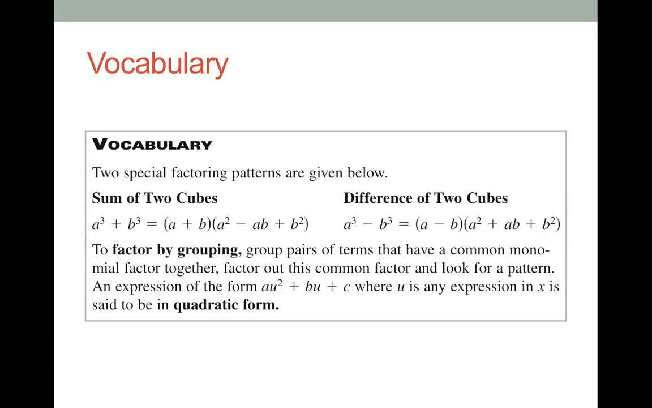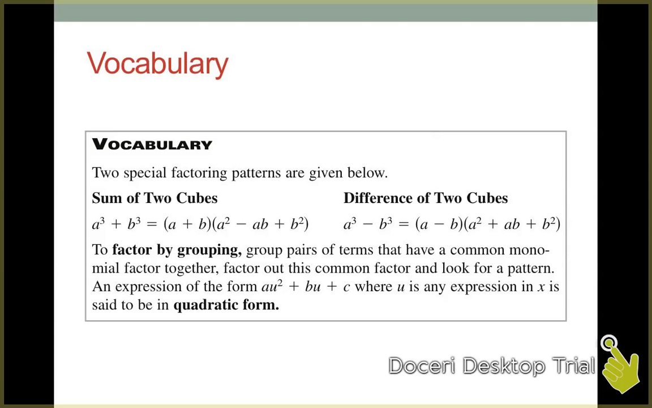So a little bit of vocabulary to get us started that's going to help us with each of these methods. First, you see the two patterns that we can use for the sum of two cubes or the difference of two cubes. And take a close look at what this pattern really is. This pattern is showing that if I have addition here, then in my first binomial, I'm also going to use addition. So these two are going to match.